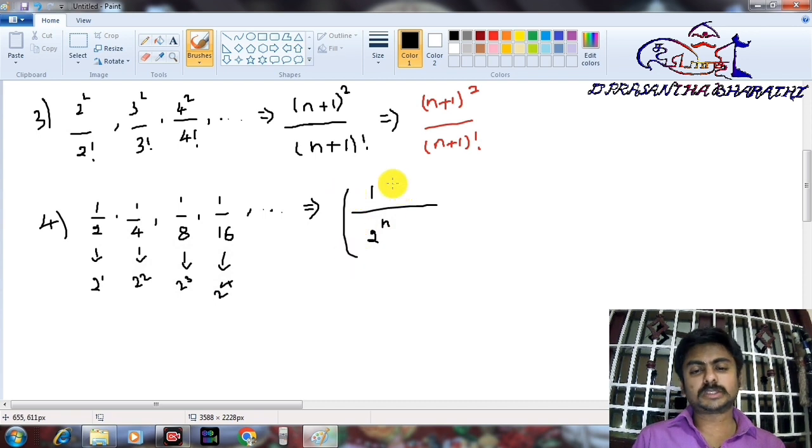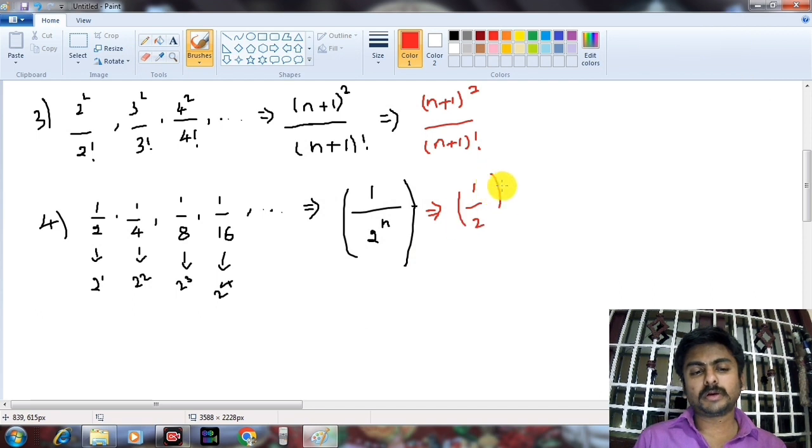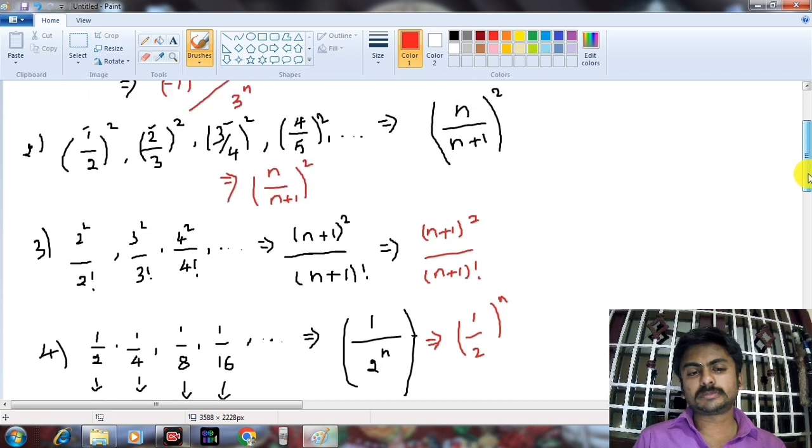So this is our nth term or general term, but it can also be written as 1 by 2 whole power n. Okay.